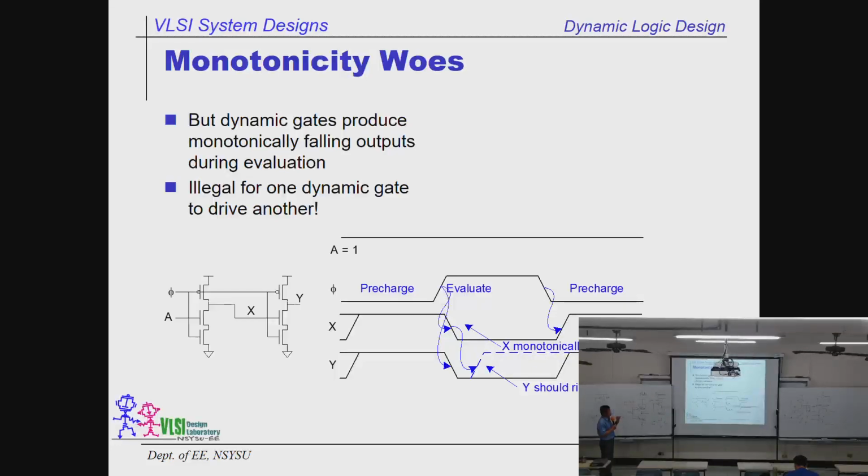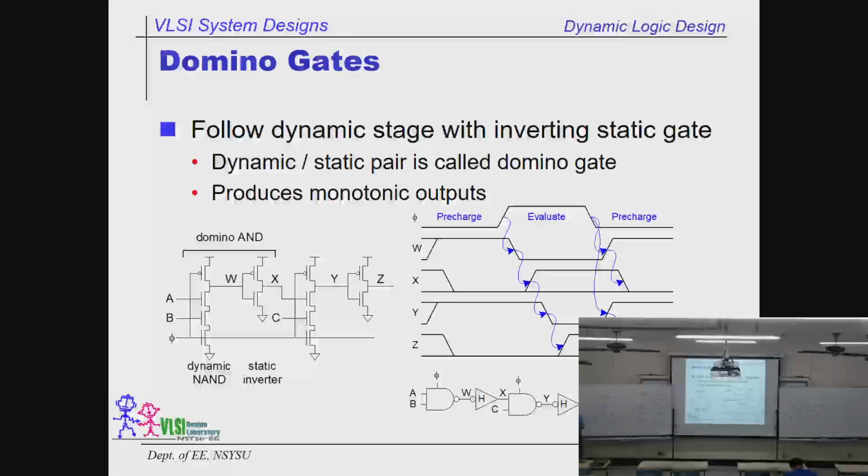So dynamic gates produce monotonically falling outputs during evaluation. It's illegal for one dynamic gate to drive another. So that's why we call this the problem of dynamic logic, because it violates monotonicity. So how do we solve that?